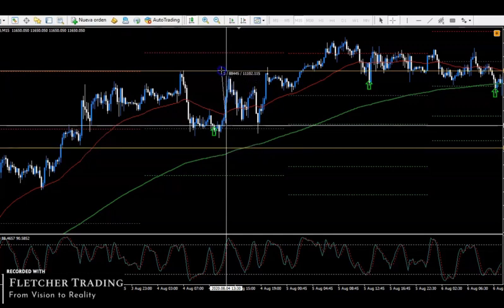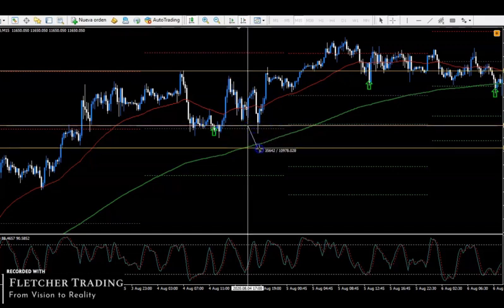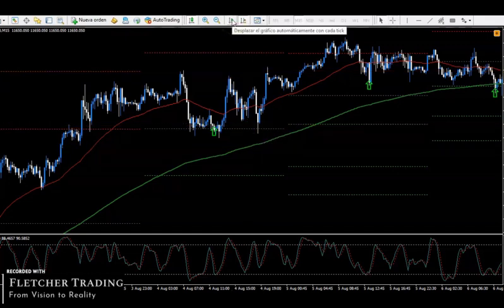So your risk to reward is simply what you stand to lose on the trade versus what you stand to win. If you have a risk to reward of 2 to 1, that simply means that your take profit is 2 times bigger than your stop loss. So let's jump into the live examples.